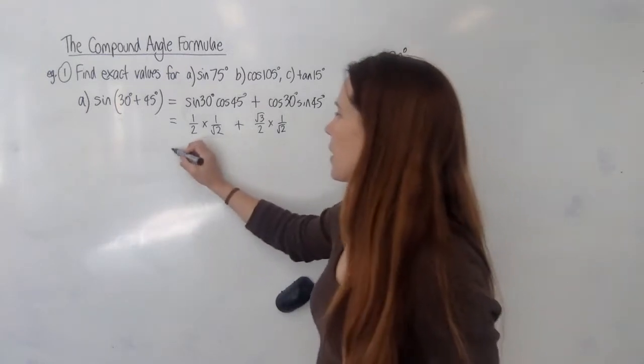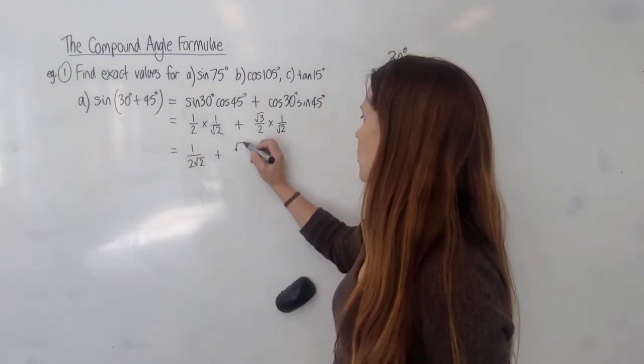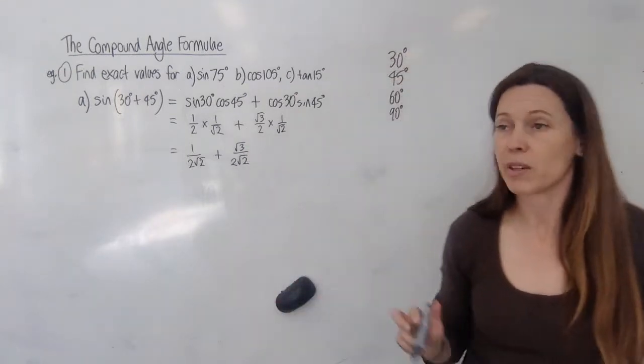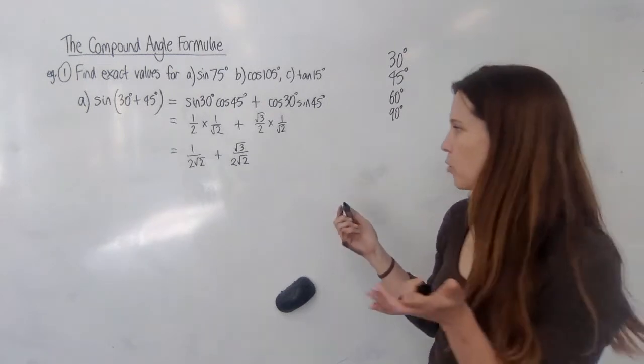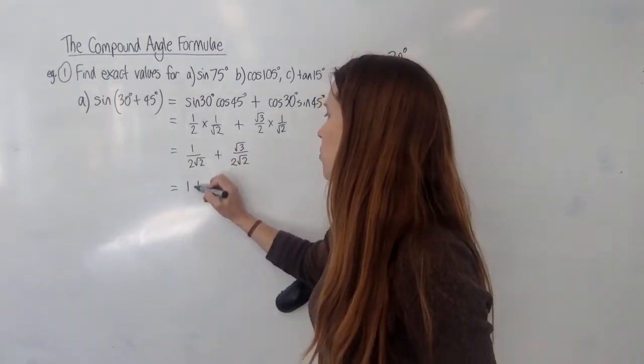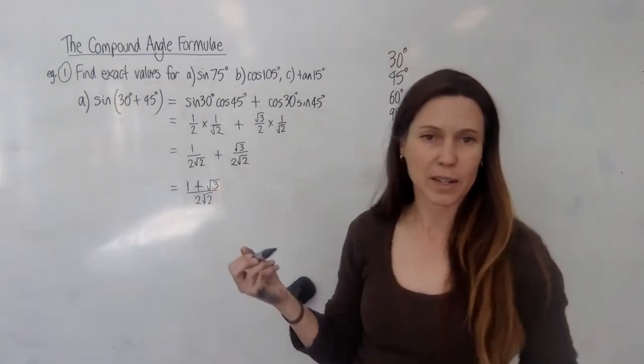I can see that up here I've got 1 on 2 root 2, and I'm adding it to root 3 on 2 root 2. Now there's a variety of ways you could express this, which would be equally good. I think that this is not quite finished. Let's tidy it up and say it's 1 plus root 3 over 2 root 2. I think that would be quite acceptable.